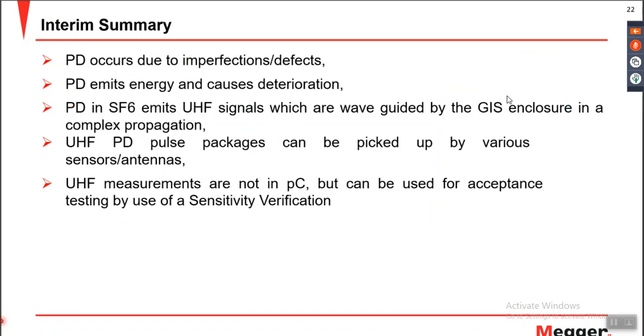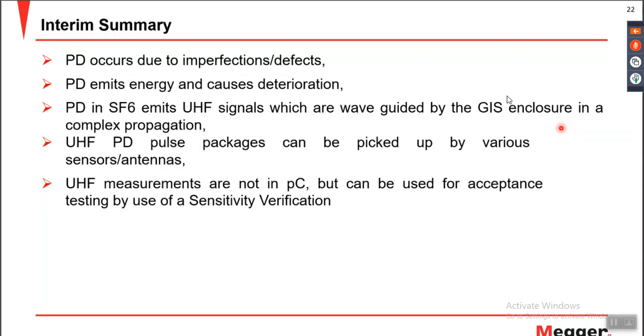Now, in summary of what I have discussed up till now: PD can occur in a GIS because of imperfections or defects. Once the PD is generated, it emits energy which causes deterioration. In SF6 it generates UHF signals which can be waveguided by the GIS enclosure in a complex propagation. These pulse packages can be picked up by various sensors or antennas, which can be either embedded sensors or external UHF sensors.